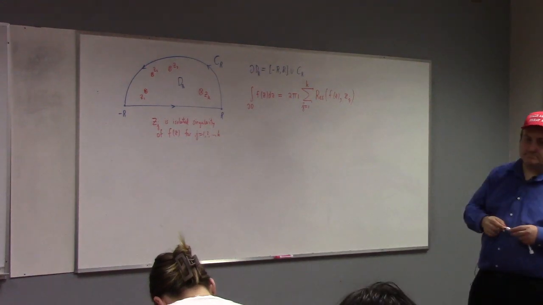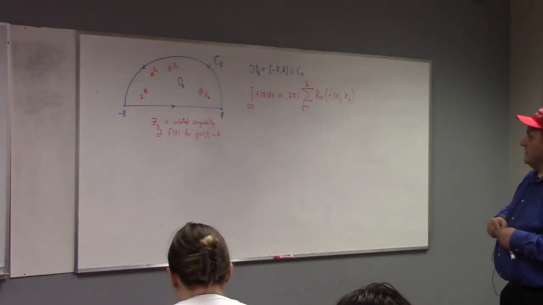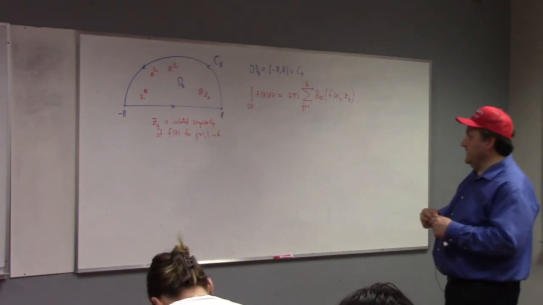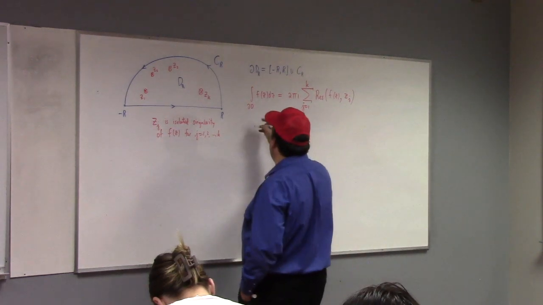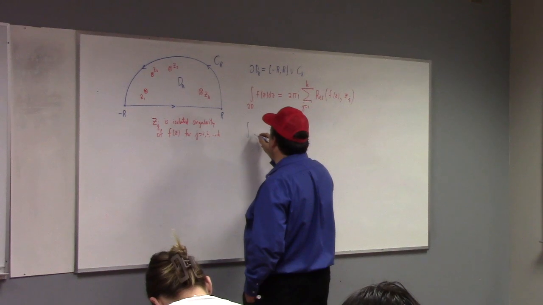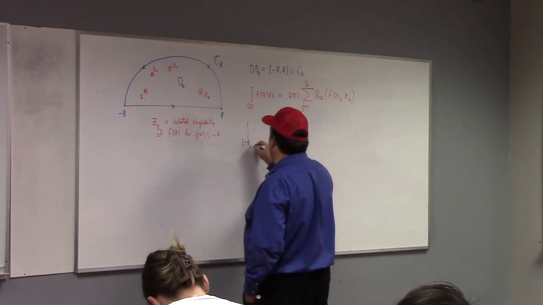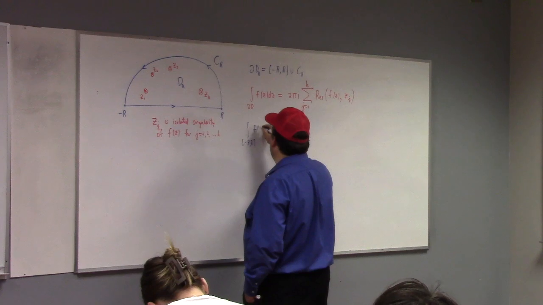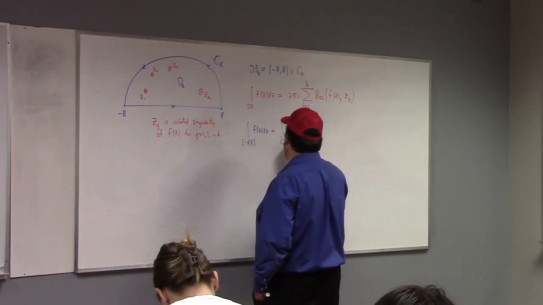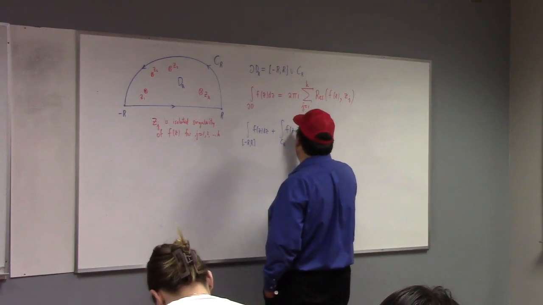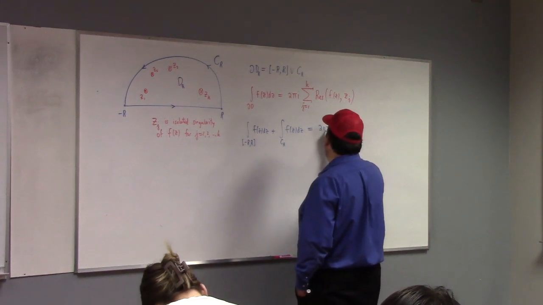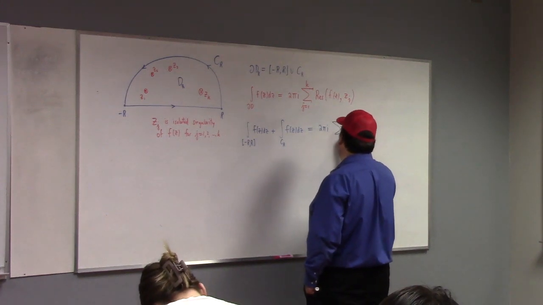So we can calculate the integral around such a semicircle. But the other thing is that this is actually the integral over the line segment minus r to r of f of z dz, plus the integral over the half circle CR of f of z dz, and that's equal to, of course, 2 pi i times the sum of the residues.